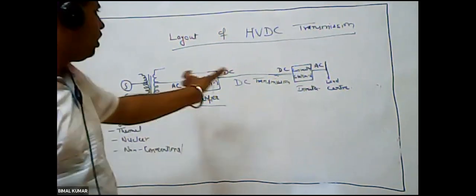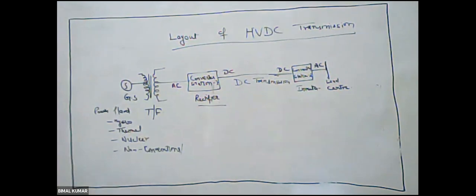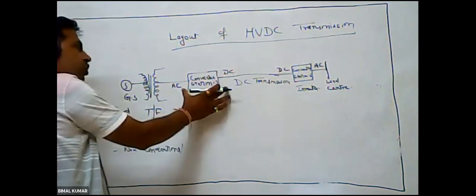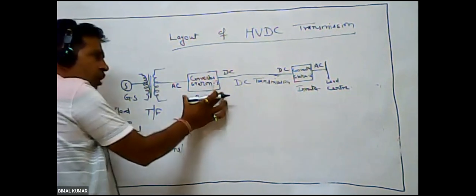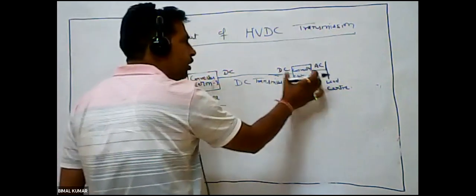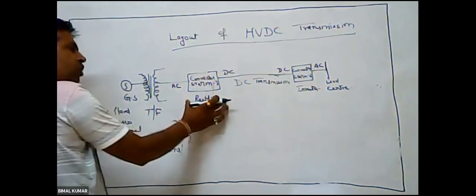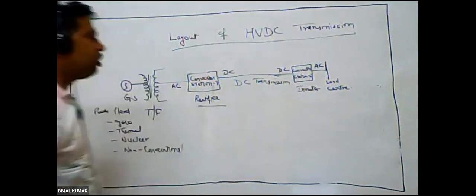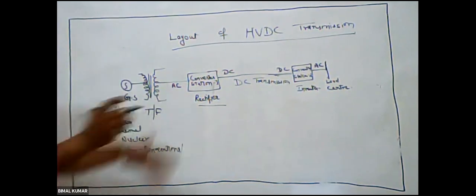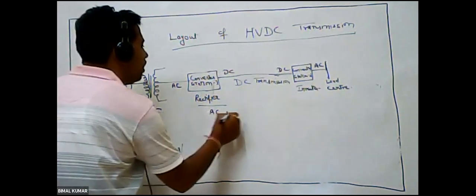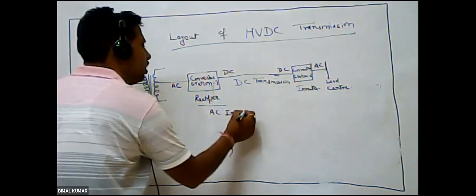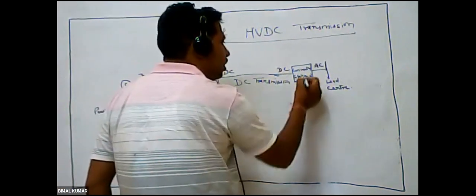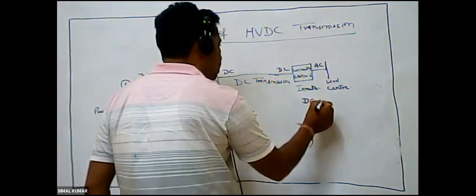So this is the general layout of the HVDC transmission. In this particular layout, we have two converter stations, converter station 1 and converter station 2. Converter station 1 will act as the equivalent of a rectifier, and converter station 2 will act as the equivalent of an inverter. A rectifier converts AC into DC, and an inverter converts DC into AC.